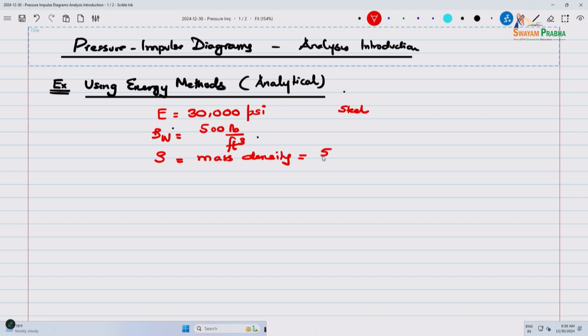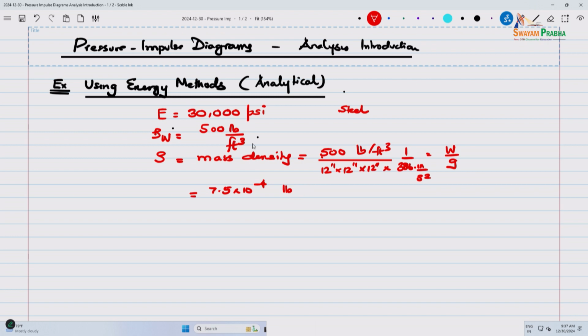So you have here the mass density is 500 divided by, again, pounds per cubic foot, so divided by 12 inches and then 12 inches, and then of course the G. So mass density is W divided by G. So this is 1 by 386, let's say, inches per second square. So you get this number to be equal to 7.5 into 10 power minus 4 pound second square.